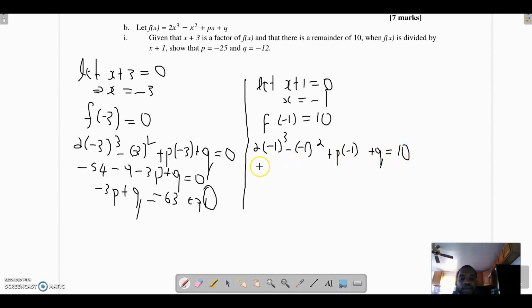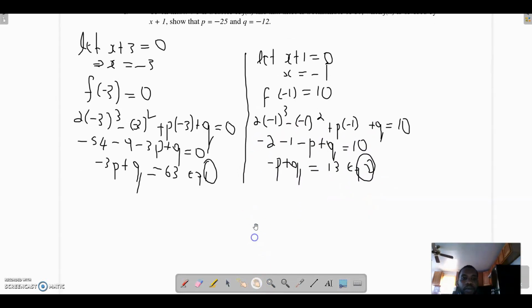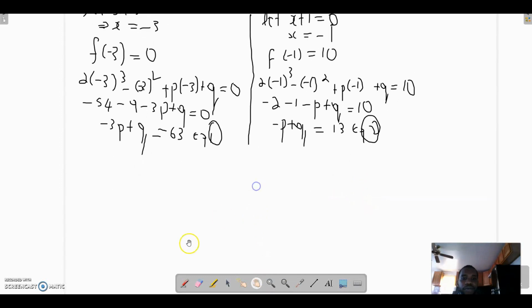We'll simply tidy this up. This is going to give me -2 minus 1 minus p plus q equal to 10. So minus p plus q, -2 minus 1, that's -3, comes over as plus 3, so it's going to be 13. This is equation 2. All right. Once we have that, we're halfway good to go. So we can line up the two equations.